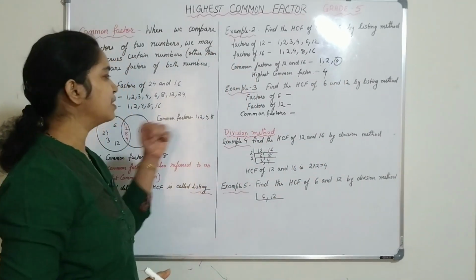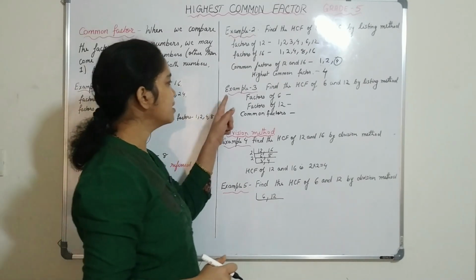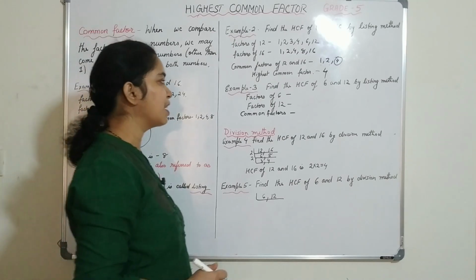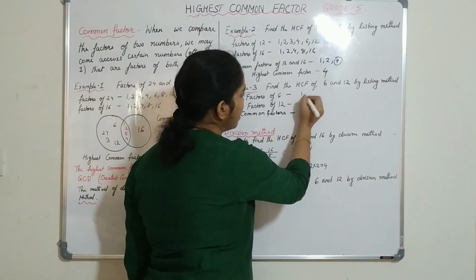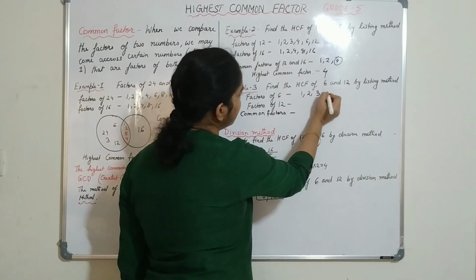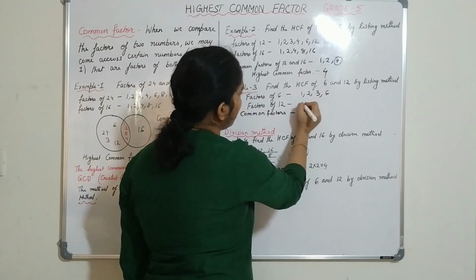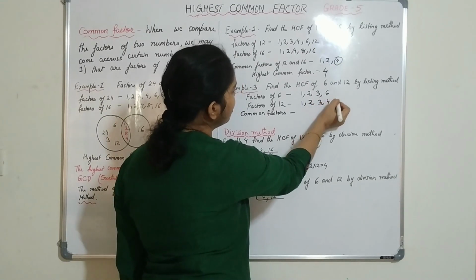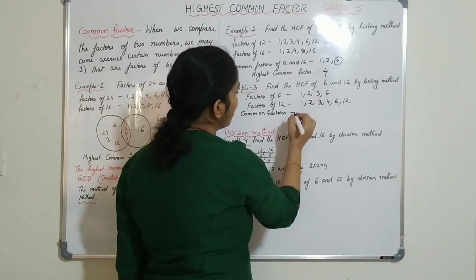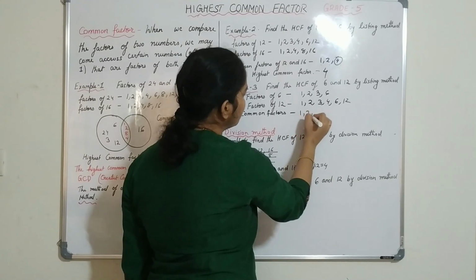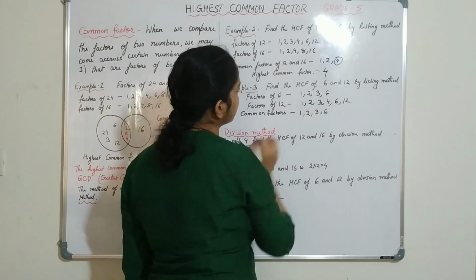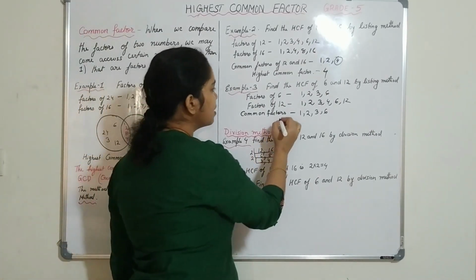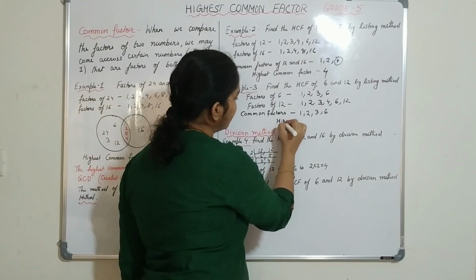So I have an example that is undone for you. Here you can see we have to find the HCF of 6 and 12. So what are the factors of 6? The factors of 6 are 1, 2, 3, 6, and the factors of 12 are 1, 2, 3, 4, 6 and 12. What is common between the two? 1, 2, 3, 6. So these are common. Which is the highest of all? The highest of all is 6. So the highest common factor is 6.